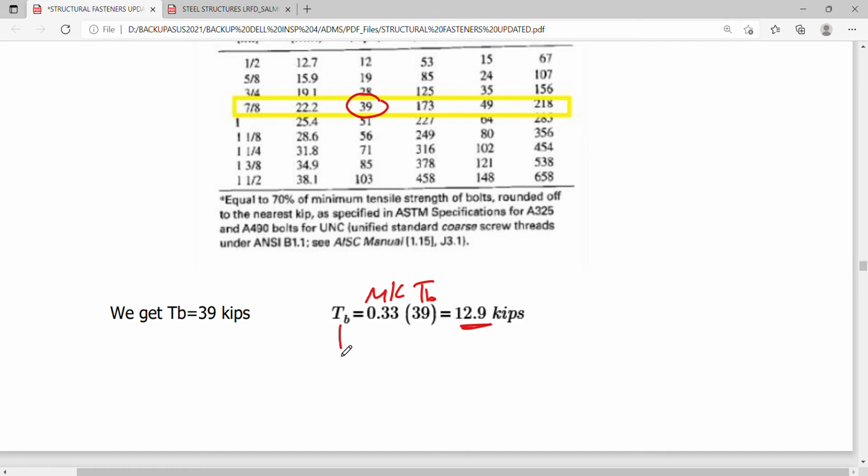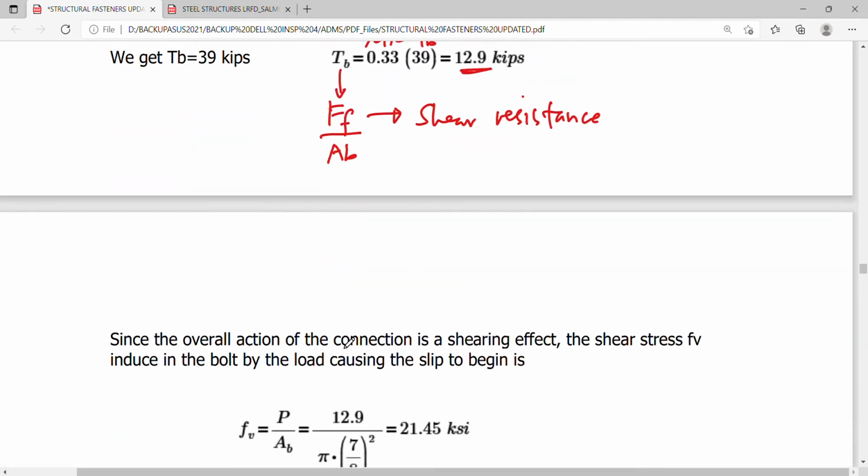So this is not a T, but this is actually the frictional force. Okay, and this can be converted by simply dividing this to the area of the bolt, converted now to a shear resistance. So instead of talking about frictional resistance, we may convert the nature of behavior in terms of shear behavior.